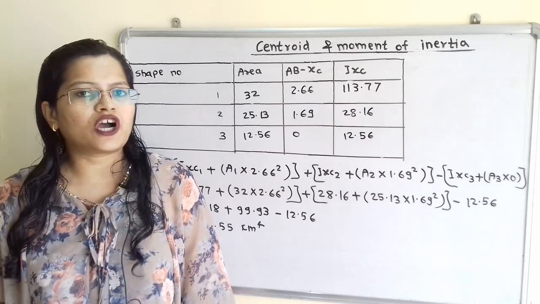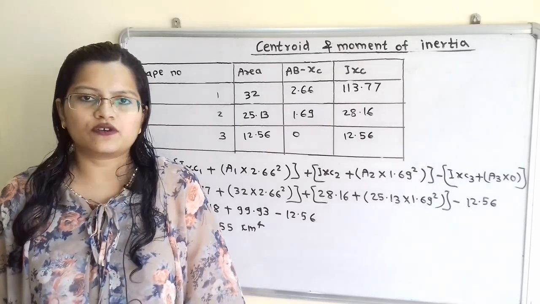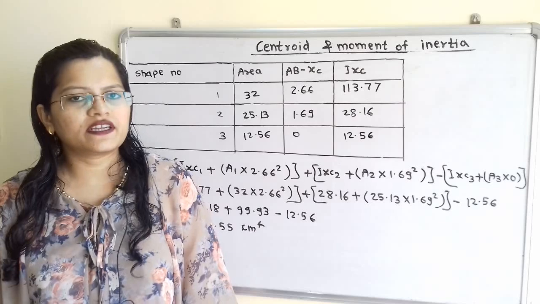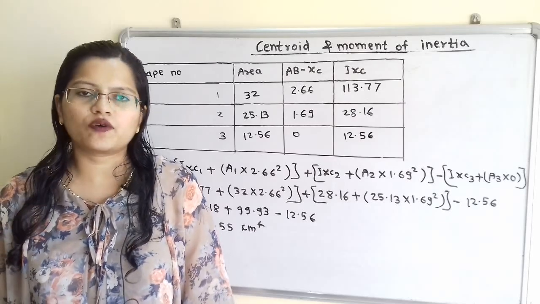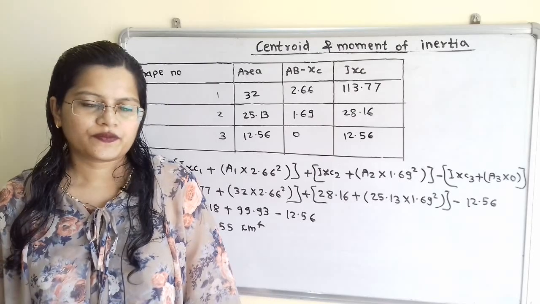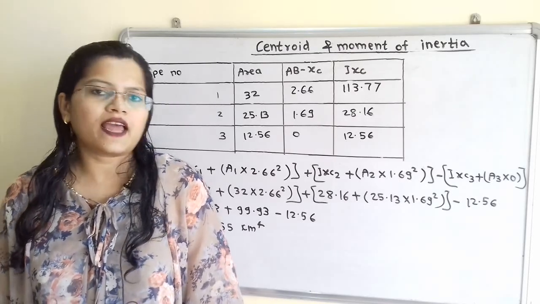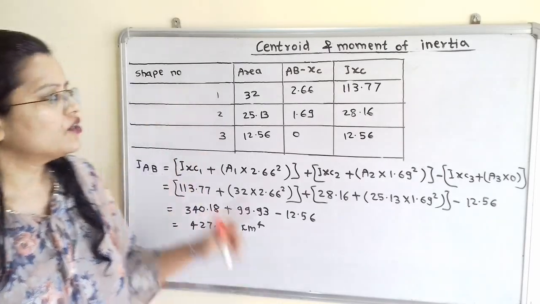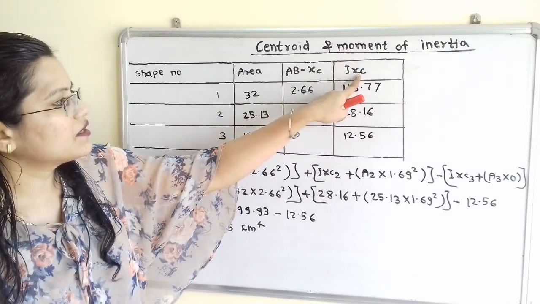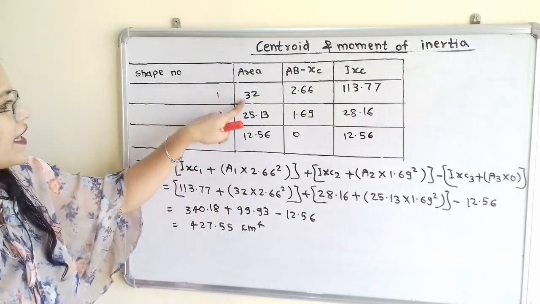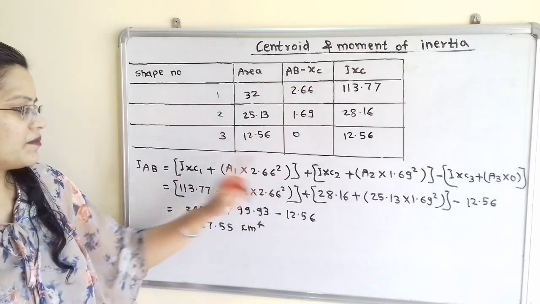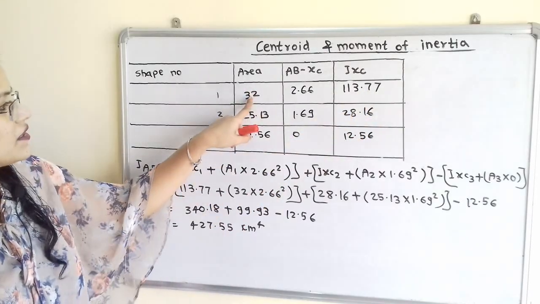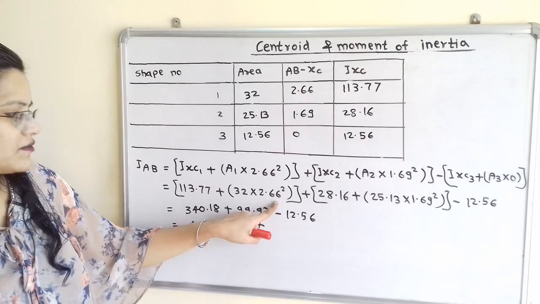We will calculate moment of inertia of shaded area by using parallel axis theorem. So moment of inertia of shaded area is equal to moment of inertia of the triangle plus moment of inertia of semicircle minus moment of inertia of circle. So we are going to use parallel axis theorem. So for shape number 1, how to apply parallel axis theorem? So we have to take Ixc1 plus, in the bracket, A1 multiplied by this distance square, bracket complete. So we have to write 113.77 plus 32 multiplied by 2.66 square.